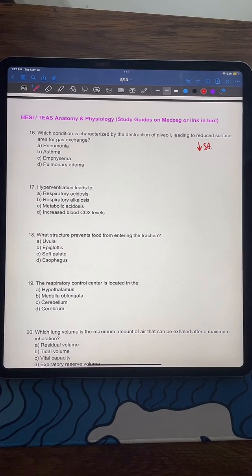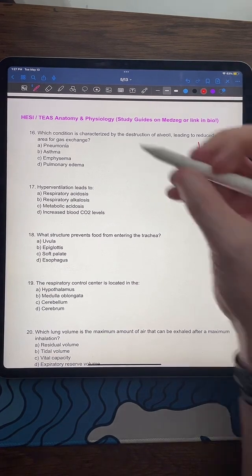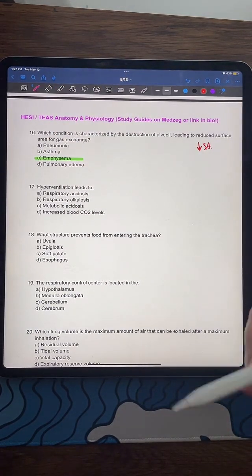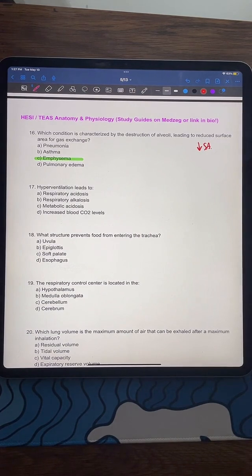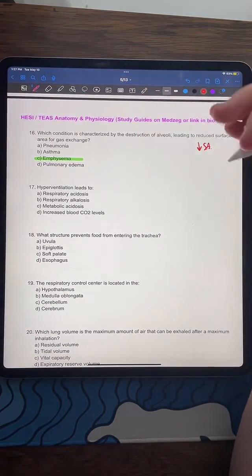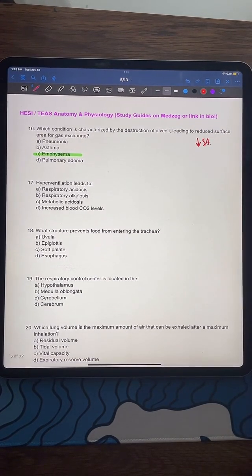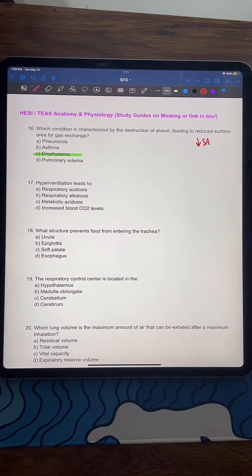And then which condition is characterized by the destruction of the alveoli leading to reduced surface area for gas exchange? The answer is C, it is emphysema. Emphysema, the alveolar walls break down, reducing the surface area for gas exchange. When you reduce the surface area, you reduce its function. Inversely, if you increase surface area, you would enhance its function or promote its function, especially when it comes to absorbing or diffusion. But number 17, hyperventilation would lead to what?